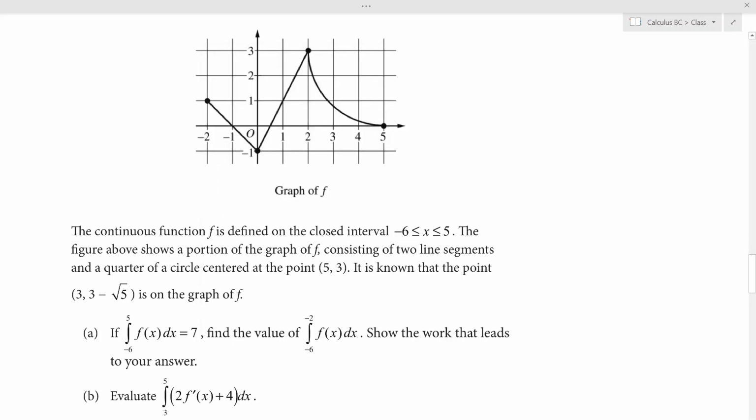Okay. So just read this carefully here. They're telling you function f, blah, blah, blah. It's got 2 line segments and a quarter circle. All right. And it's known that this point right here is on the graph. So they're giving me that. And all that means is we're going to have to use that somewhere along the lines. But 3, 3 minus root 5, which is right here.